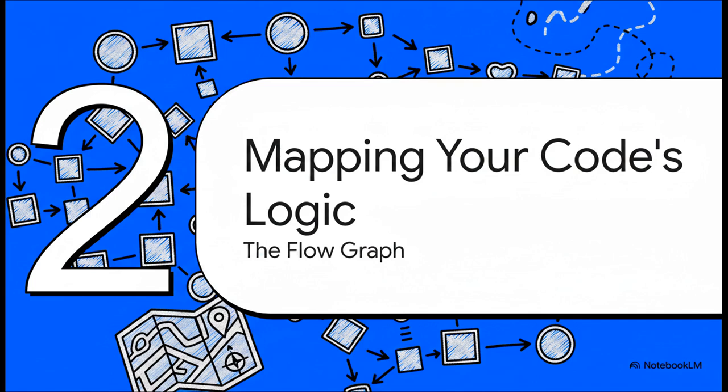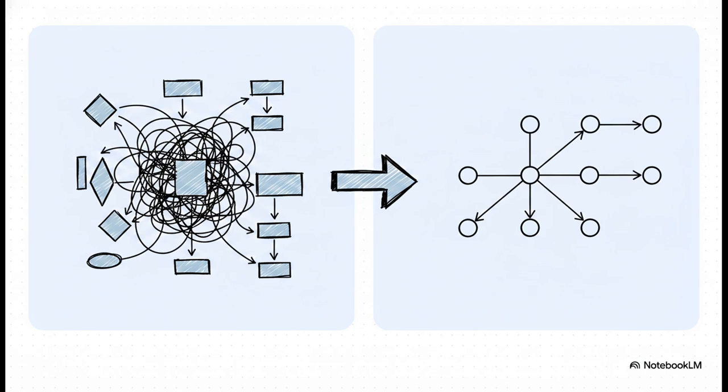Okay, so to use this method, the very first thing we need to do is create a map of our code's logic. This map has a special name. It's called a flow graph. And honestly, it's our essential guide for navigating all the twists, turns, and decisions hiding inside our program. Now, you might be thinking of a flowchart with all those different shapes for processes and decisions and data. A flow graph is actually much simpler. It just strips away all that extra detail and leaves you with a clean, abstract map that shows only one thing: the possible paths your code can take.